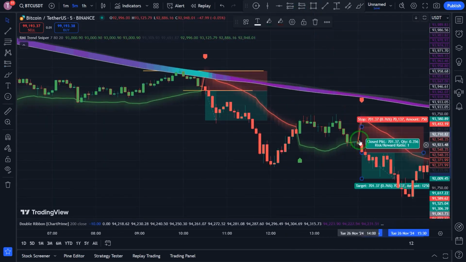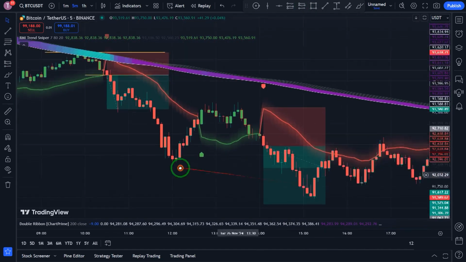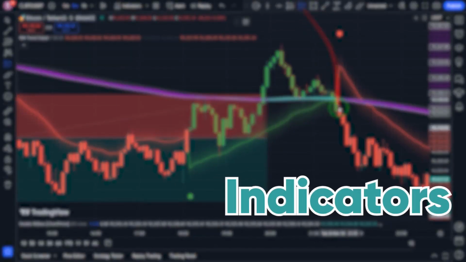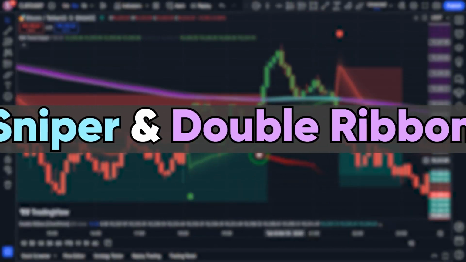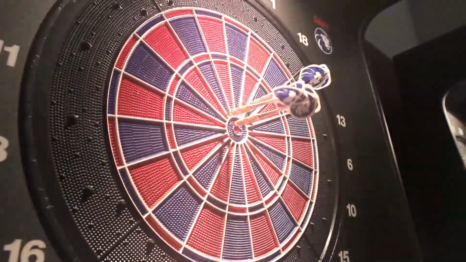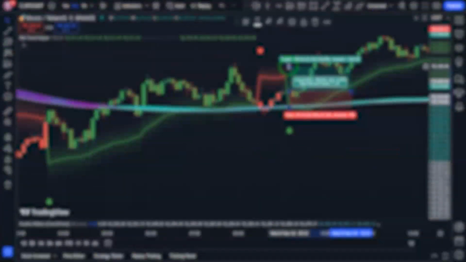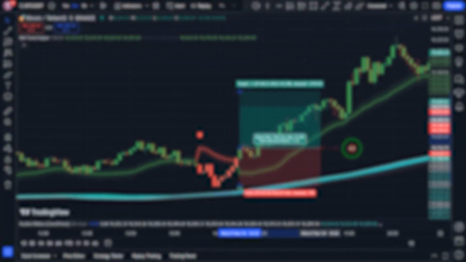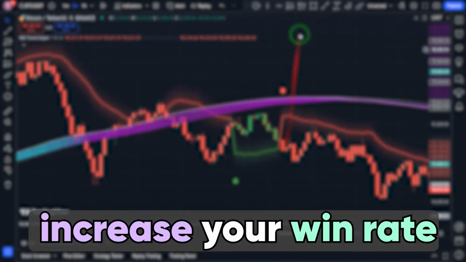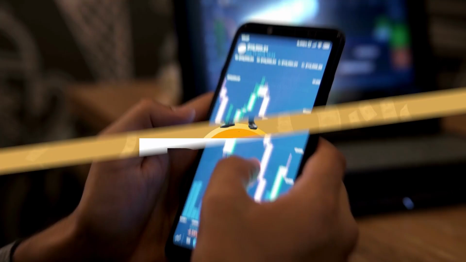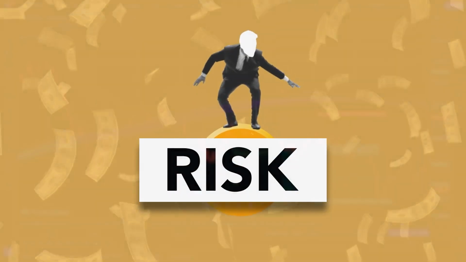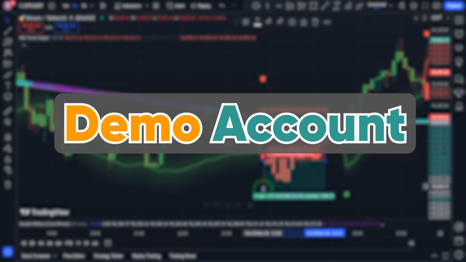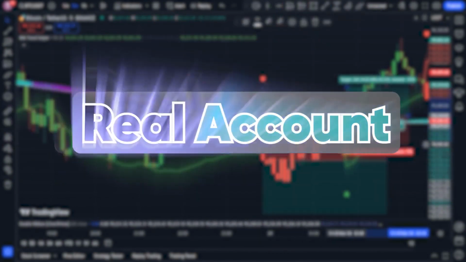Well, friends, that's our strategy for today. You saw how by using the combination of the two powerful indicators, RMI Trend Sniper and Double Ribbon, we can make more accurate and profitable trades. This method is not only simple and practical, but can also help you significantly increase your win rate. Remember that practice and risk management are key in trading. Be sure to test this strategy on a demo account, and once you master it, use it on a real account.